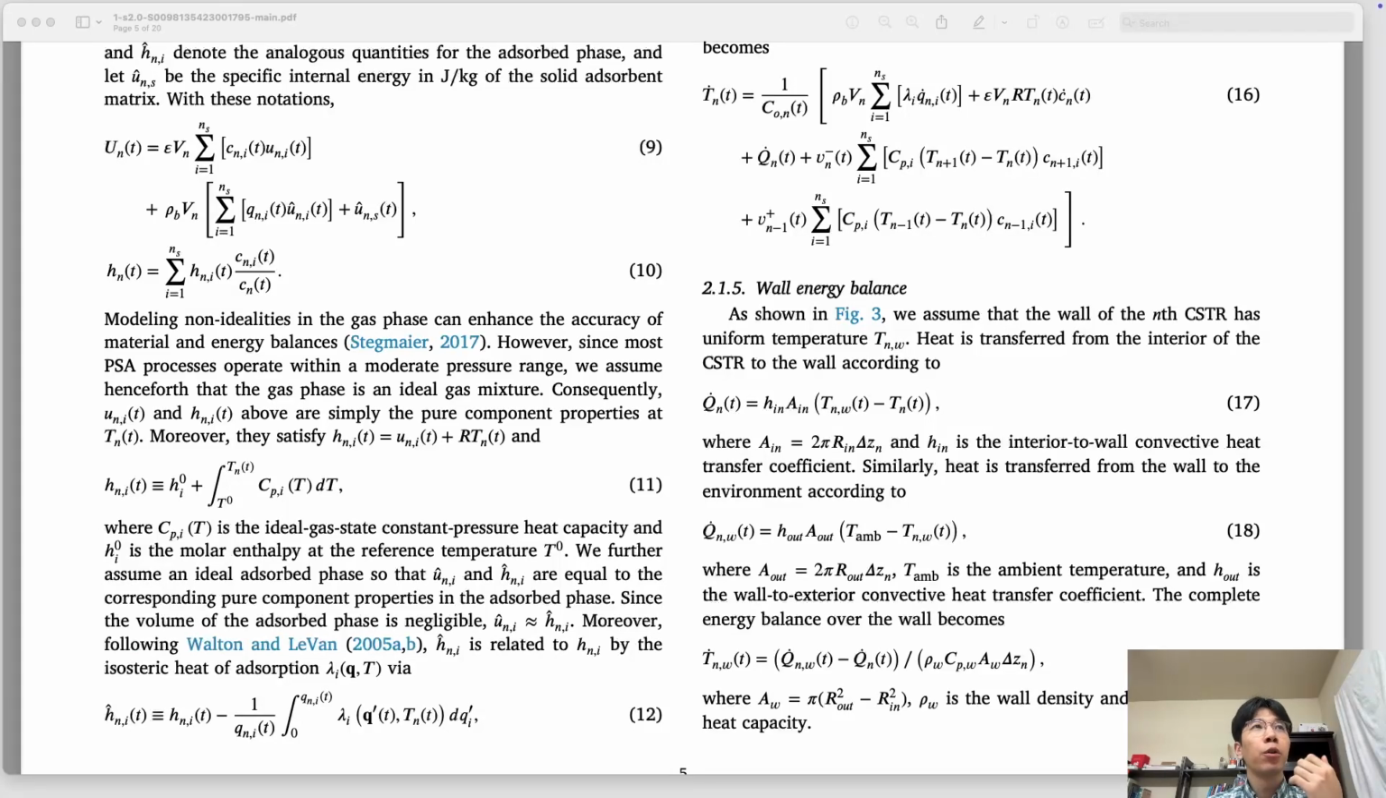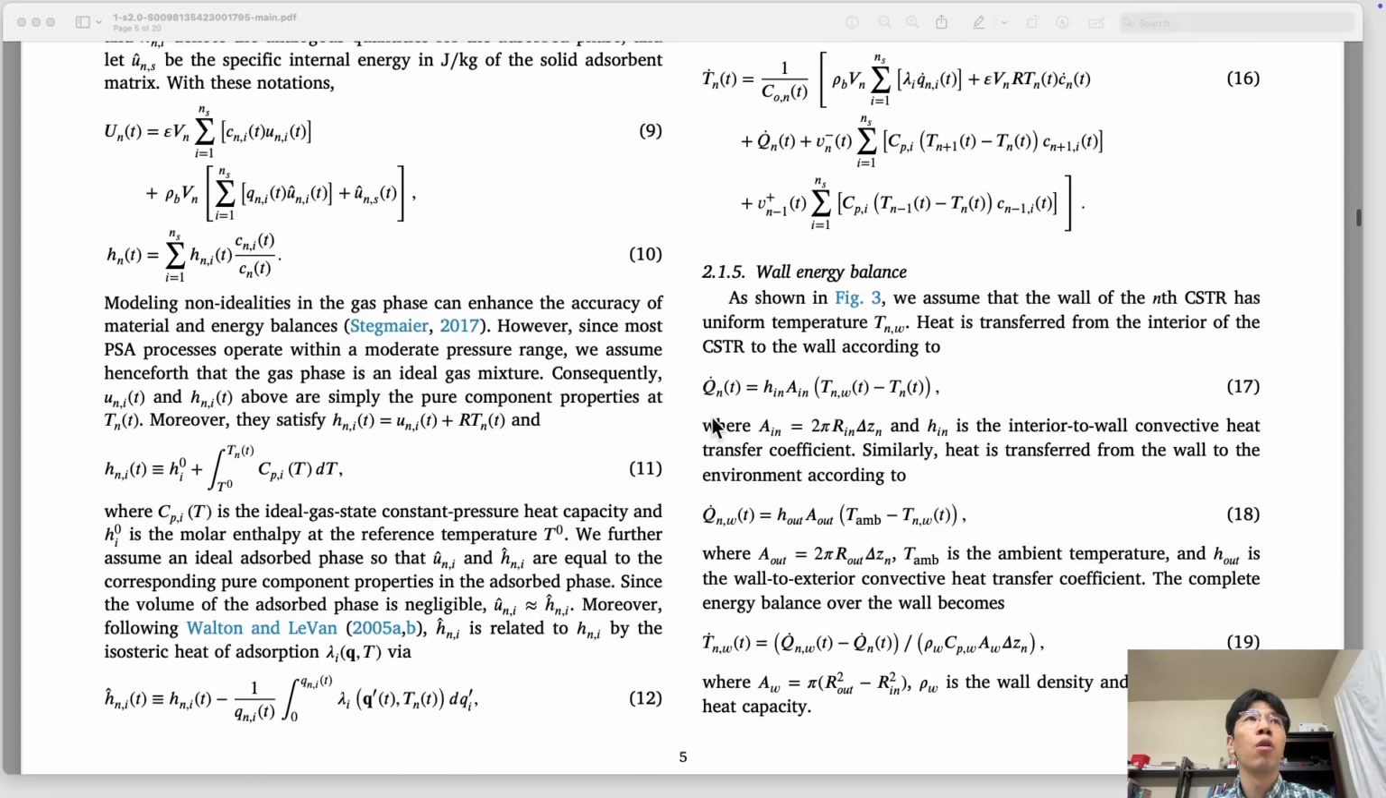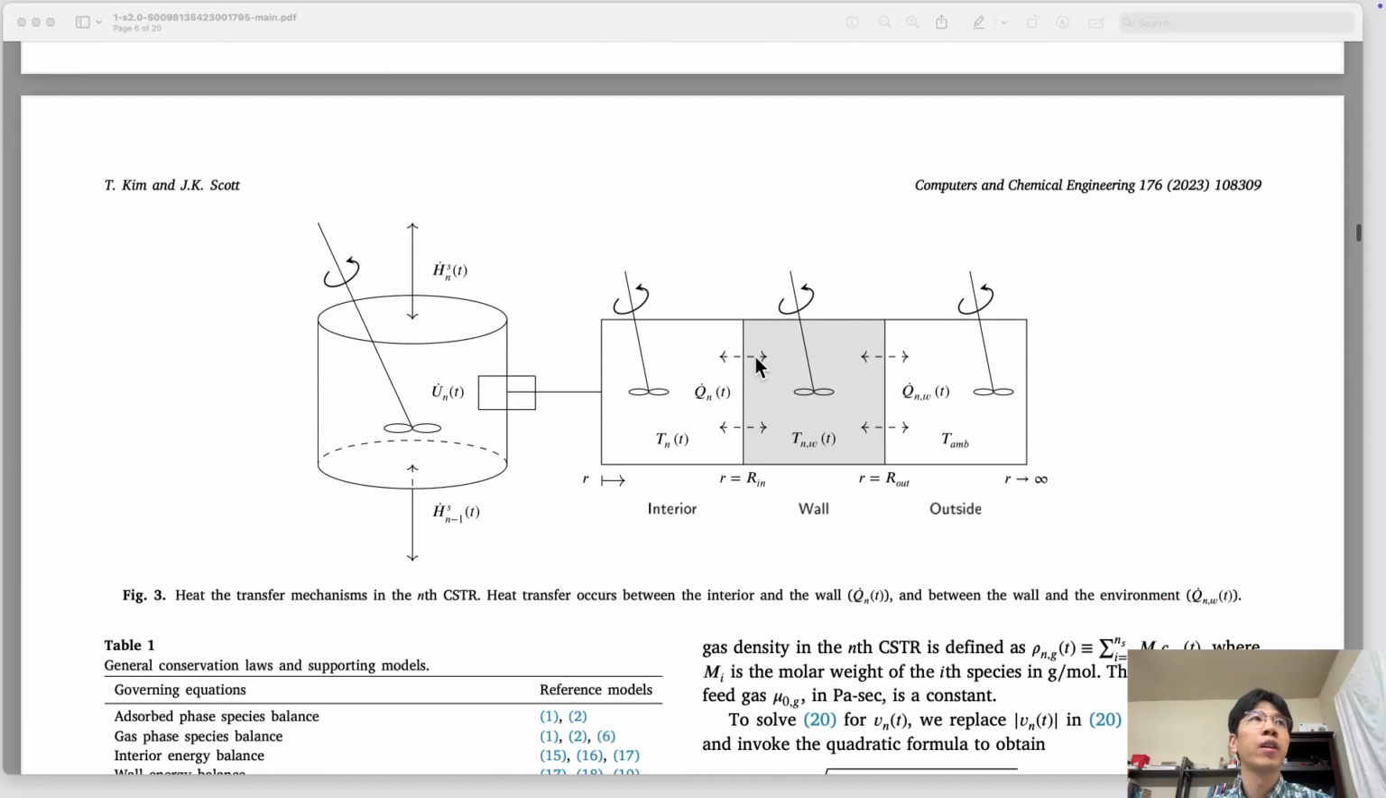All right, so far so good. So we have the expression for the rate of change of the interior temperature of the nth CSTR, but within this expression, we haven't really discussed this Q dot n, right? It's just the rate at which heat is escaping or entering the interior of the nth CSTR, right? So when we take a look at this diagram here, it's more clear.